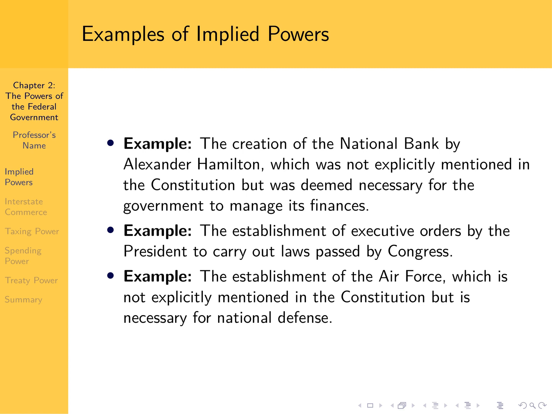The examples of implied powers discussed in this slide highlight how the federal government has utilized powers not explicitly outlined in the Constitution to effectively govern the country. The creation of the National Bank by Alexander Hamilton, the establishment of executive orders by the President, and the formation of the Air Force all demonstrate how the government has adapted to meet the evolving needs of society. These examples show that implied powers play a crucial role in allowing the government to address new challenges and effectively carry out its duties, even when specific powers are not explicitly granted in the Constitution.